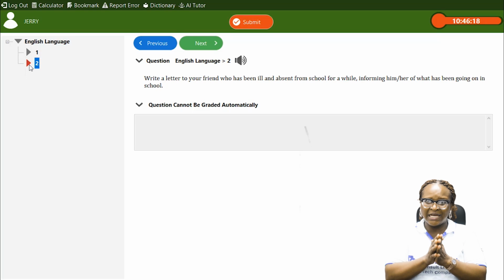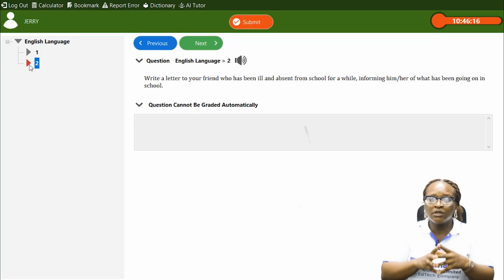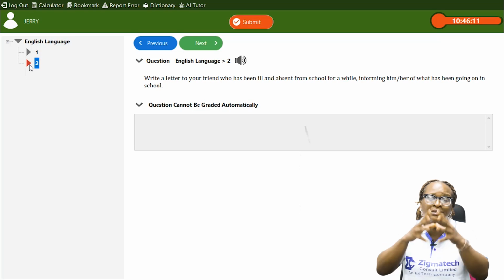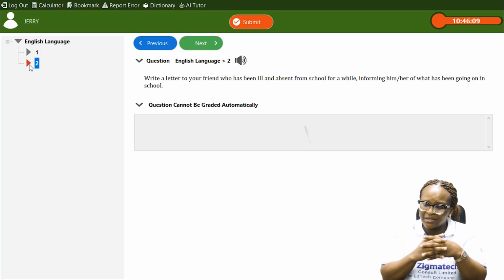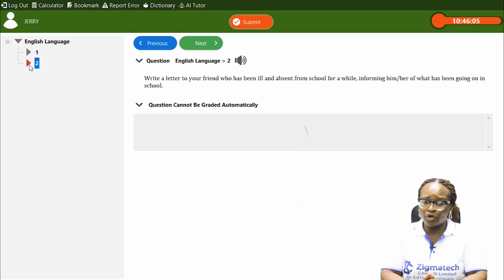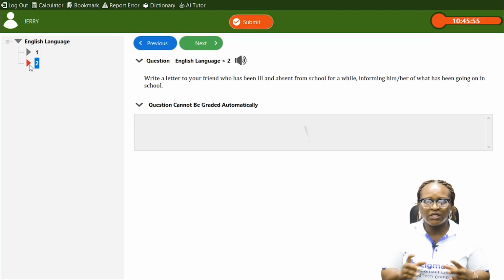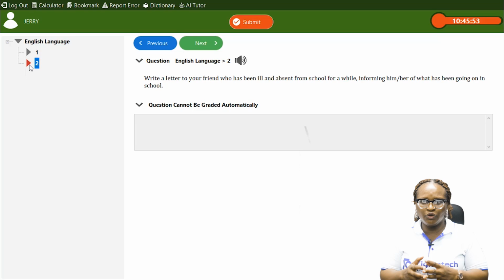Obviously, the body of the letter should in detail narrate on what you have given as a title. You shouldn't give a different title and the body is saying something altogether. No. So whatever title you present, the examiner expects to see that elaborated, detailed in the body of your letter.